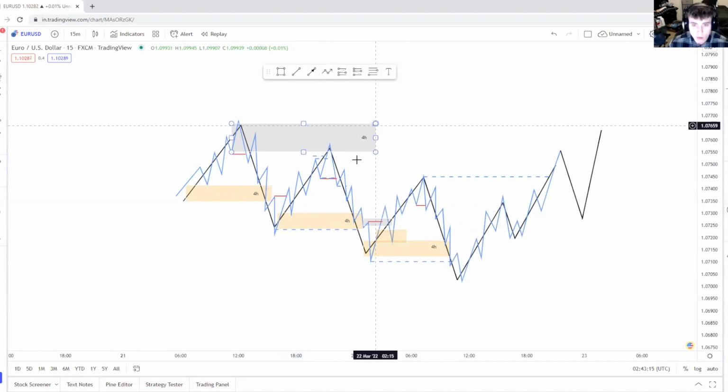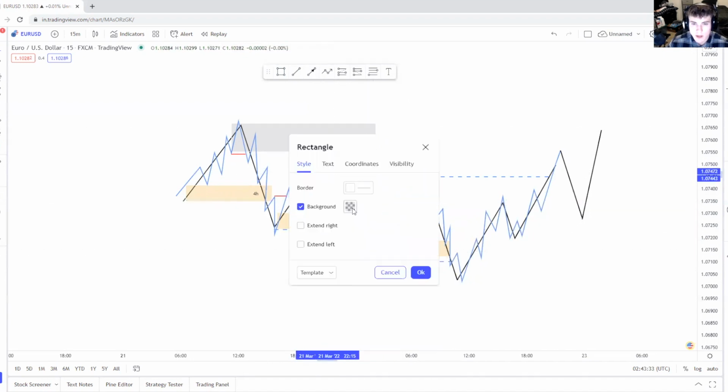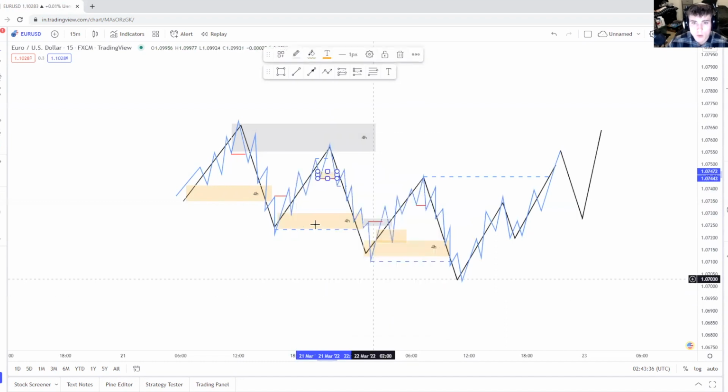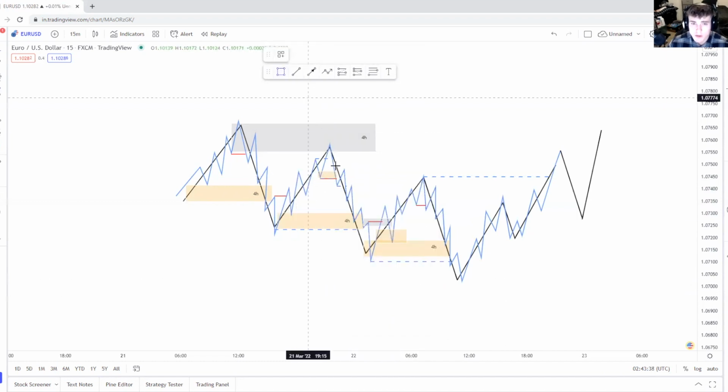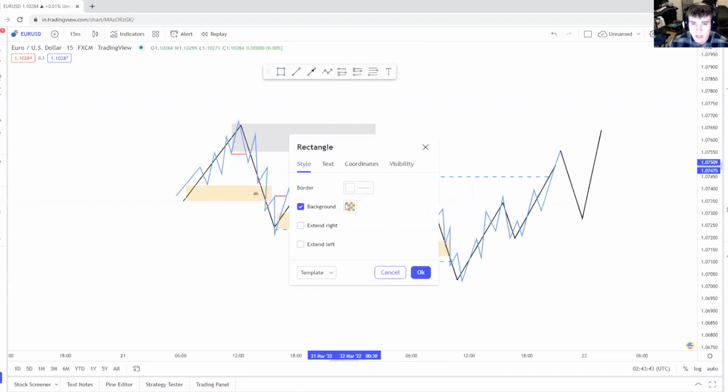And understand that whatever caused the break, the change of character, whatever caused this break in demand, right? Because this is a demand area, and we will color code this as orange because we are doing orange for demand and we are doing gray for supply. Whatever caused this break in demand was a form of supply on the 15-minute sitting here. And this is where you want to get in.